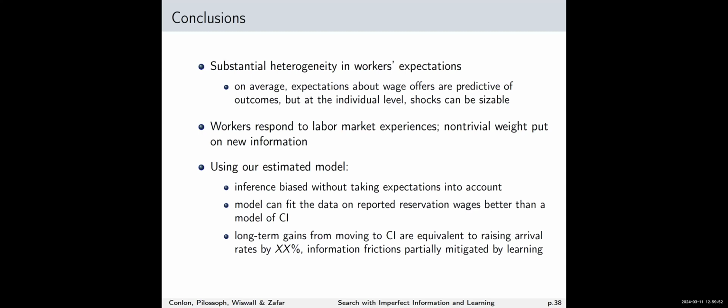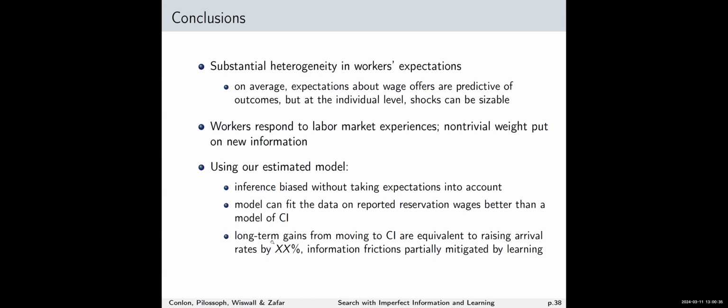So there's a lot of heterogeneity in these expectations. One thing you could see in the raw data is that you might interpret those as biases, but through the lens of the model, for example, if you look at the probability of receiving an offer in the raw data, it looks like people are over-optimistic, but actually on average they're pessimistic once you filter it through an appropriate prediction for what their actual offer should be, taking into account search behavior. People respond to their labor market experiences and put a non-trivial weight on new information. And then we have this model, which is meant to take this data seriously, which shows that inference is biased naturally. The model fits the data better than just ignoring it.